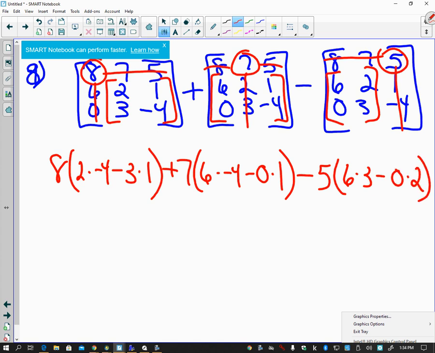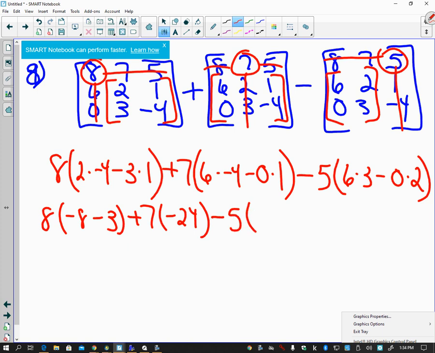Come back. We will do our inside stuff. So we got 2 times negative 4, which is negative 8, minus 3. Plus 7: we got 6 times negative 4, which is negative 24. 0 times 1 is 0, so we aren't subtracting anything. Minus 5: we got 6 times 3, which is 18, minus 0 times 2, which is 0, so we're just left with that. We can simplify negative 8 minus 3 and get what? Negative 11.